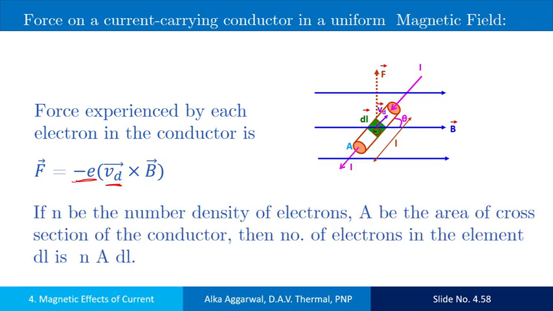If n is the number density, meaning number of electrons per unit volume, and A is the area of cross section of the conductor. This is the area of cross section. Then the number of electrons in the element dl, in this green portion: its length is dl, its area is A, its volume is A into dl. And n is the number density, number of electrons per unit volume. So in this volume, the total number of electrons is nA dl.